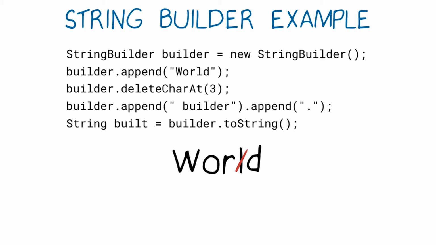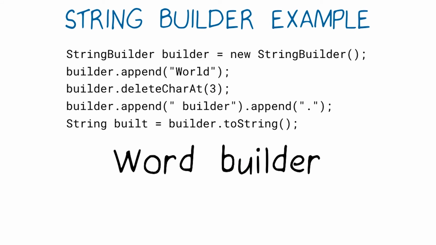Actually, let's make that say word instead of world by removing the L character at position 3. When we do this, the builder now contains the characters W, O, R, and D, or word. Then the code appends more characters onto the string builder. First we add space builder, and then finally a period.